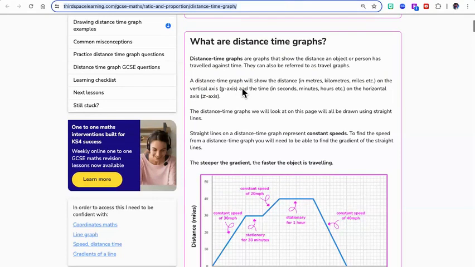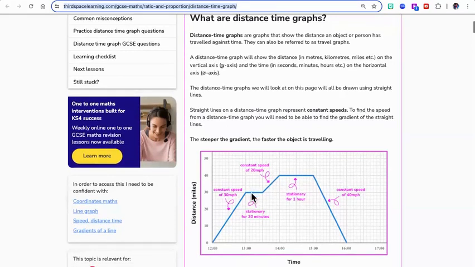So distance time graph are graphs that show the distance of an object or a person who has traveled against time. So every day we travel against time, because when we walk to school, we're traveling against time. So as simple as you getting up, going to the kitchen, you're applying the distance time graph. You are traveling against time, and that's what distance time graph is. And sometimes we call it a travel graph. That's what you may know it as. A distance time graph will show the distance in meters, kilometers, or miles.